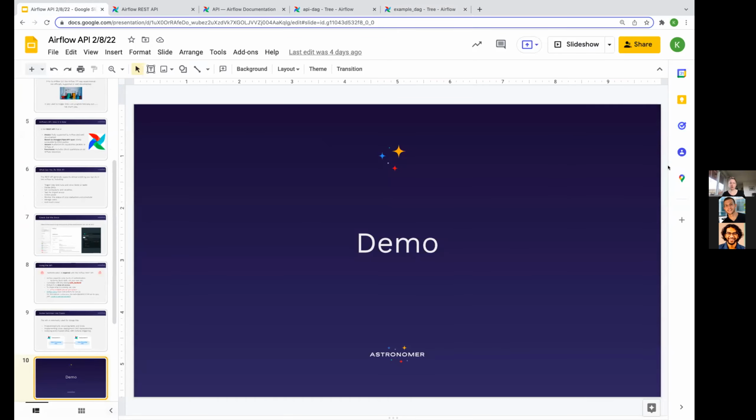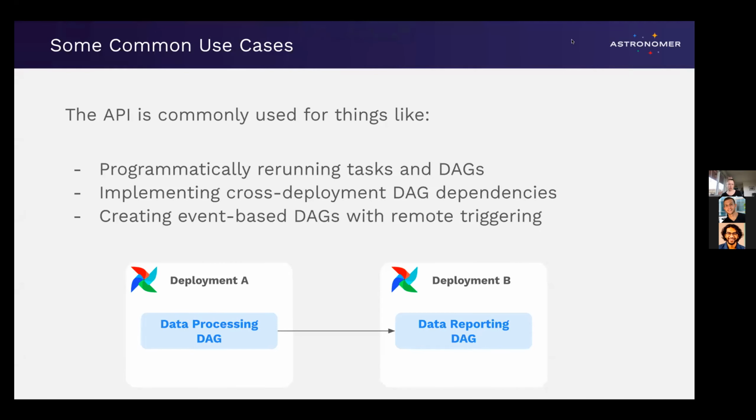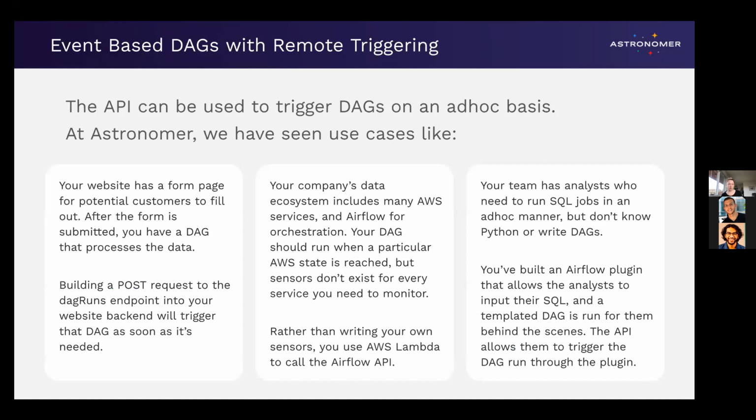Cool. So from there, I'm going to hop back into my slides and talk a little bit about this third use case. So creating event-based DAGs with remote triggering. I'm not going to show this per se because the piece of it that you would actually demo from an API perspective is what you just saw me doing, basically using that DAG Runs endpoint to trigger a remote DAG. But I want to talk a little bit, in example terms, about why you would want to do this, or sort of what you can get out of it.